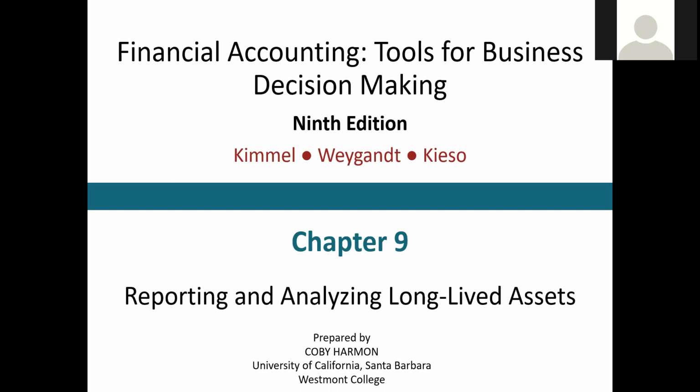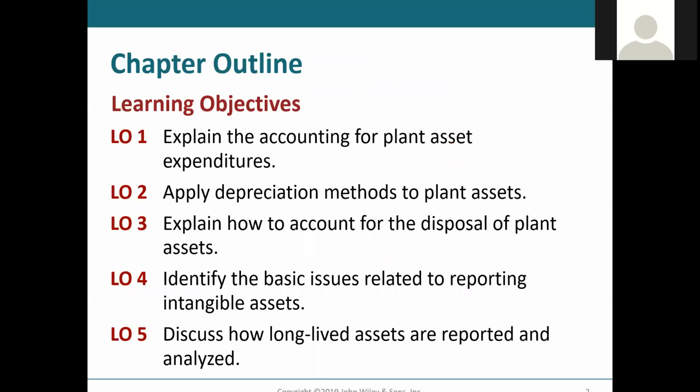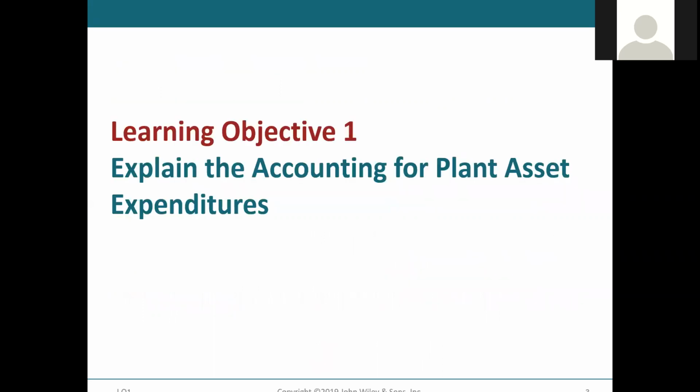Long-lived assets, fixed assets, property and equipment. We're going to talk about amortization of intangible assets and some other things. So there's quite a lot in this chapter. And the first learning objective, plant asset expenditures.